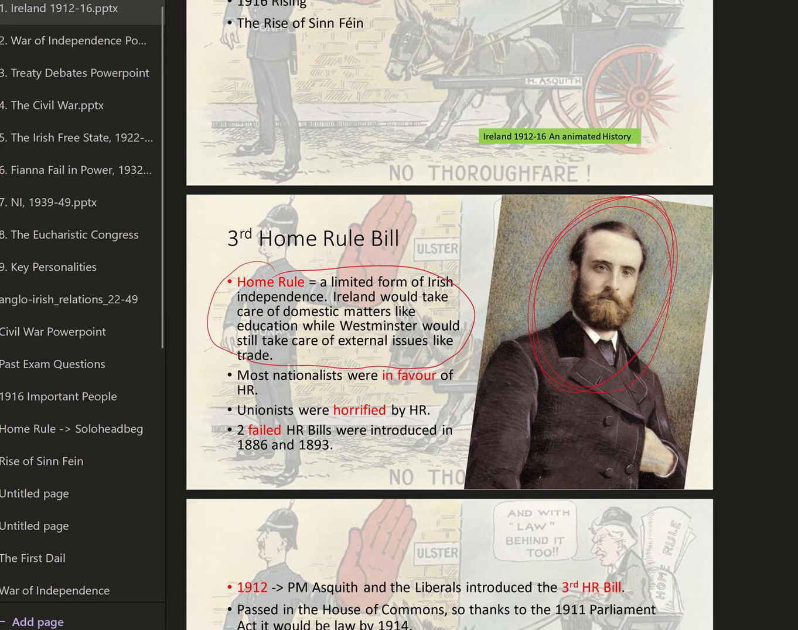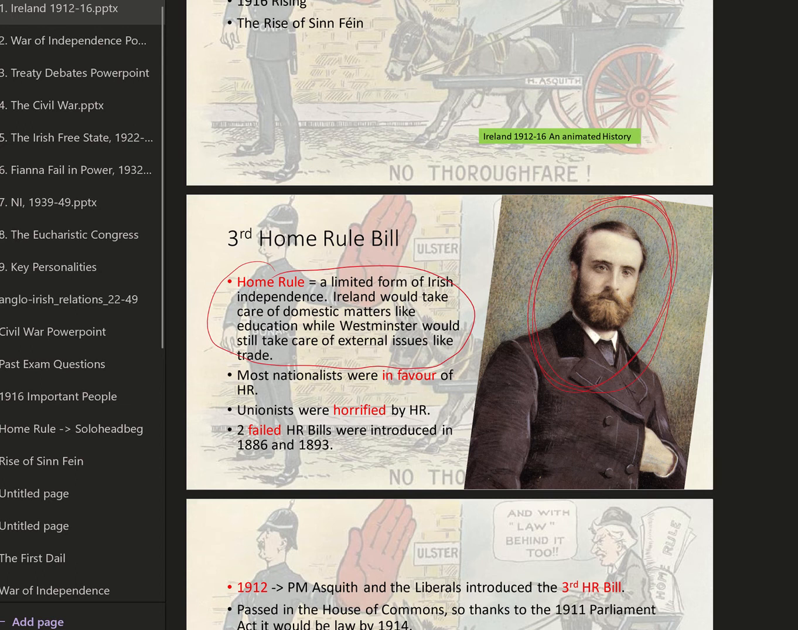Now, most nationalists in Ireland, most Republicans, most people in Ireland were in favour of Home Rule after 1900. They wanted Home Rule. But Unionists were horrified by the idea of Home Rule. They were disgusted by it. Remember, Unionists tended to be Protestant and tended for the most part to live in the north of the country. At this time, guys, there was no such thing as Northern Ireland. It was just Ireland. There was no state called Northern Ireland.